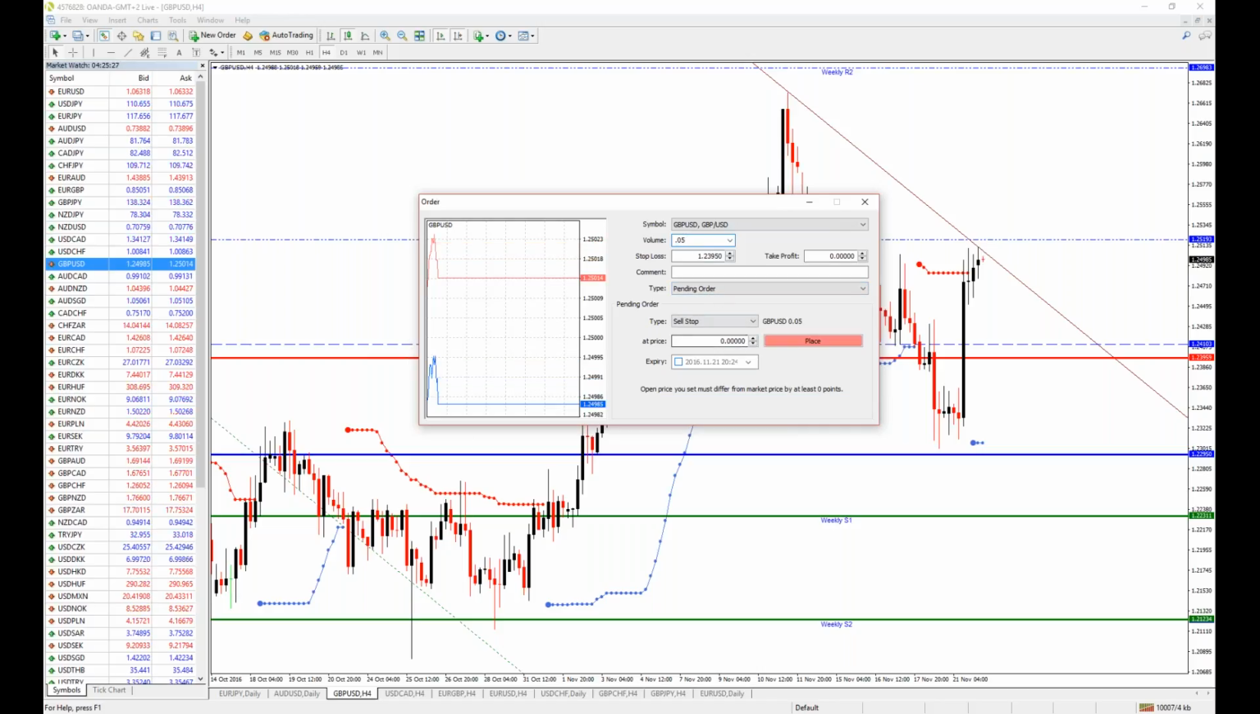So let's double check everything. It's a pending order. I'm looking to sell it, a sell stop. My price, which has disappeared, is 1.2295. My stop loss will start at 1.2395, 100 pips away. And my volume is 5 micro lots, 0.05 micro lots. And I hit place.